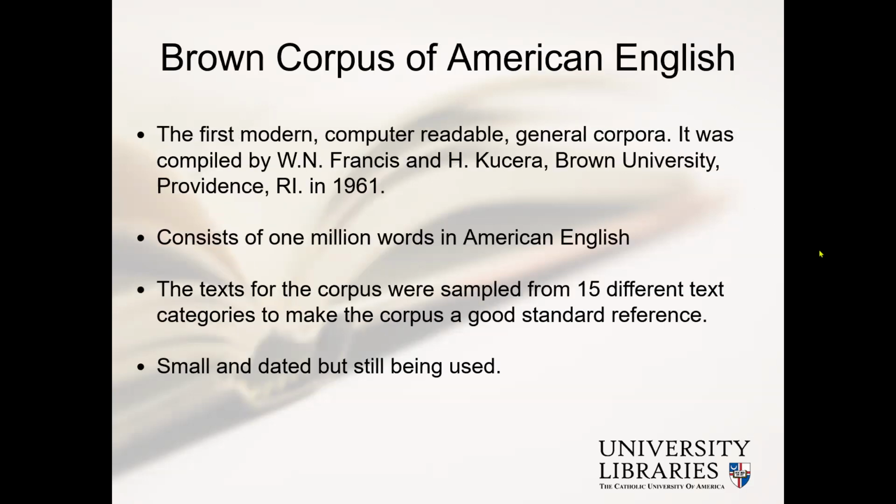There are many different corpora that you can use. I prefer going with this antiquated one, the Brown Corpus of American English. It came out in '61 and consists of about 1 million words in American English. There are about 15 different text categories that make up a good standard reference, a good cross-section of the language, so I like to use that. It's kind of small by today's standards, but that's okay. We're not here to reinvent the wheel in that sense. It is still useful for searching for material, so we'll use that today.